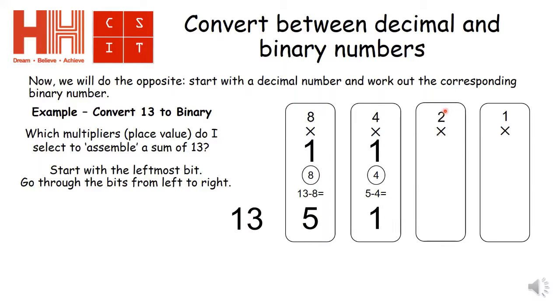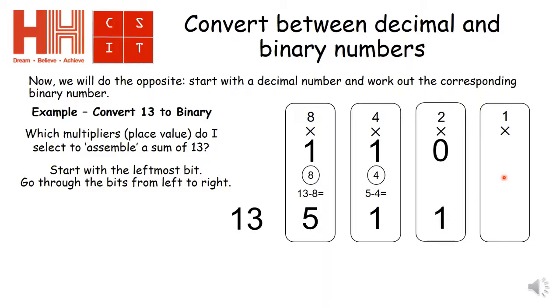In this case, 2. Now my question is, can 2 fit into 1? Well, obviously it can't. It's too big. So therefore I place a 0 under the 2. And obviously 2 times 0 is 0, so I don't need to do a subtraction. So I'm still left with my 1 left to assemble.